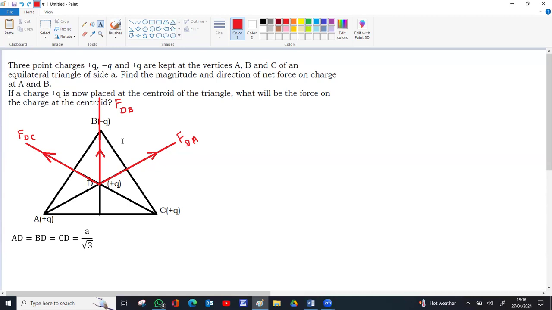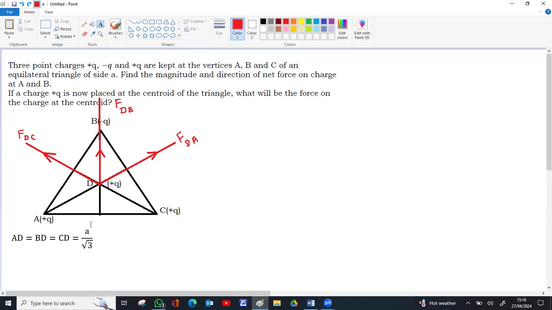So the force formula is k Q1 Q2 by r square. Q1 and Q2 are all Q's only, for the magnitude. Next, find the distance. When you find AD, CD and BD, all these distances are the same. That's the distance from any one vertex to the centroid of the triangle. So AD, BD and CD, all the three are equal.